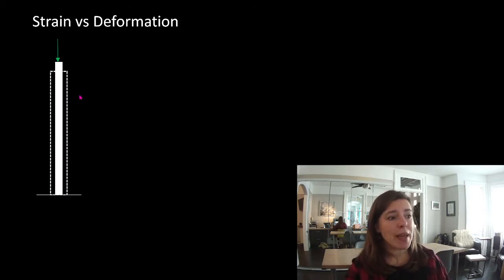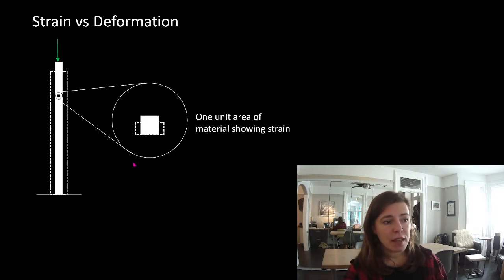Strain versus deformation. We have this object and it deforms. There's a force on it, but what we really care about is this deformation. We had an original object and we have deformation. It's the same as 1 unit area of material showing strain. So when it's the object, it's deformation or deflection. When it's the material, it's strain.